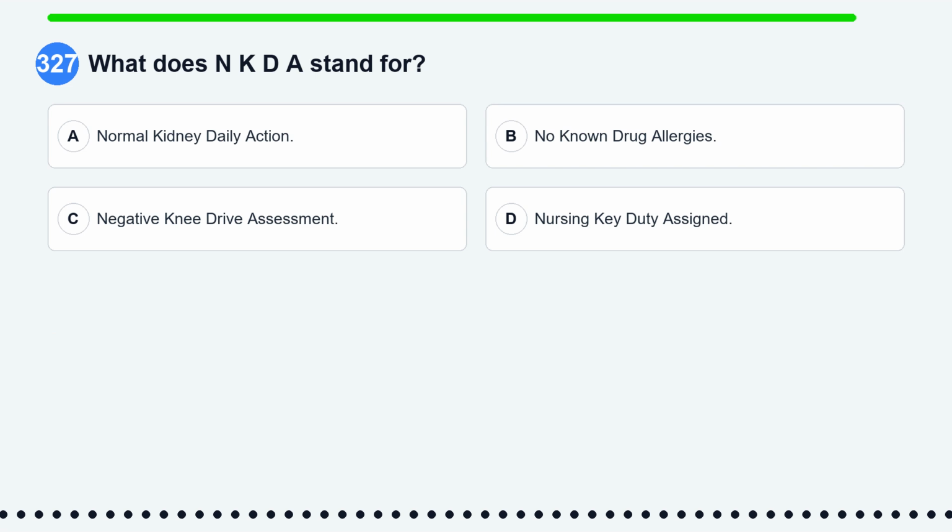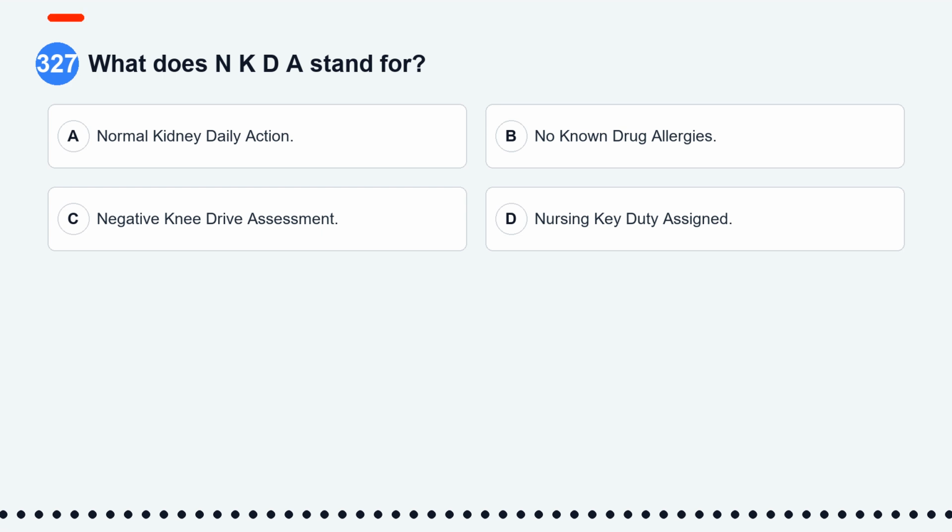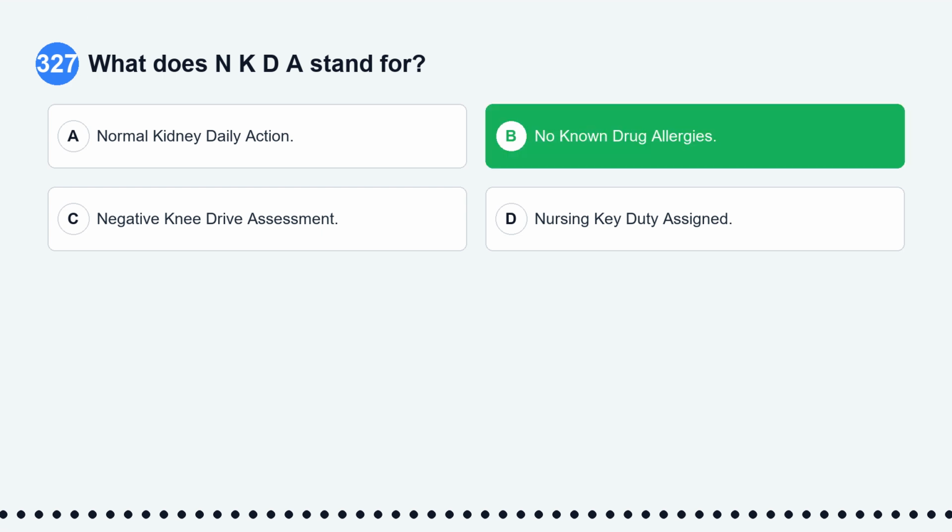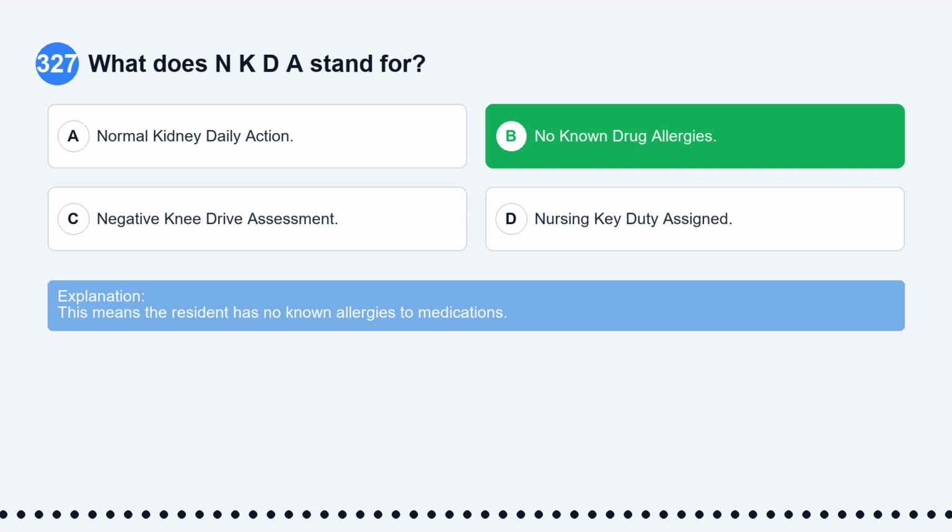Question 327. What does NKDA stand for? Option A, normal kidney daily action. Option B, no known drug allergies. Option C, negative knee drive assessment. Option D, nursing key duty assigned. The correct answer is option B, no known drug allergies. This means the resident has no known allergies to medications.